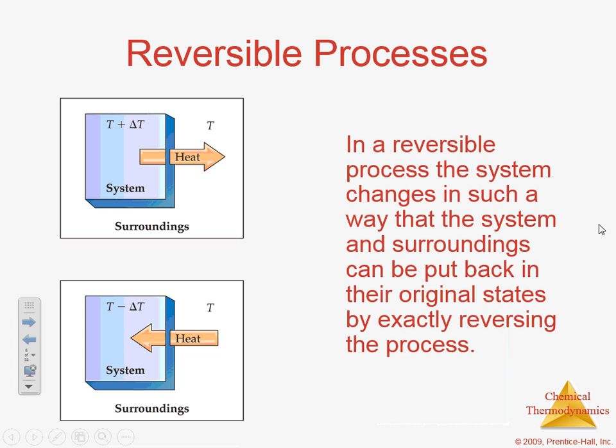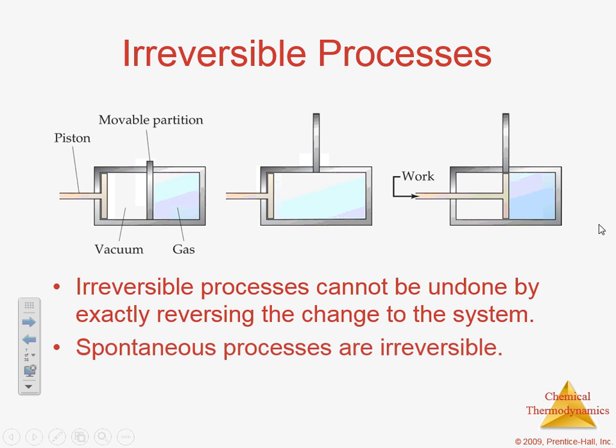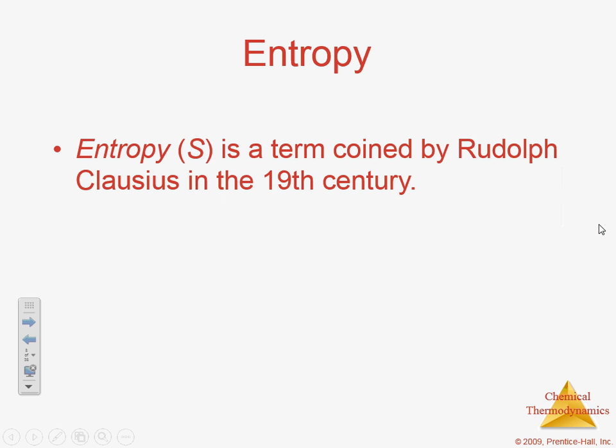In a reversible process, the system changes in such a way that the system and surroundings can be put back in their original states by exactly reversing the process. So if you can reverse the process, you can return back to the original state. Irreversible processes cannot be undone by exactly reversing the change. So it's possible that a non-spontaneous process cannot be exactly reversed. Spontaneous processes are irreversible. That means they cannot be undone without adding some work into the system. So that is spontaneous process.